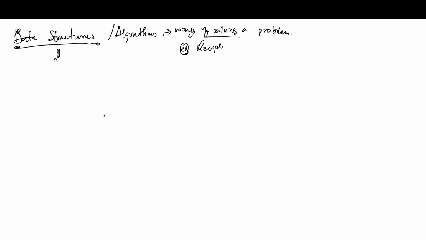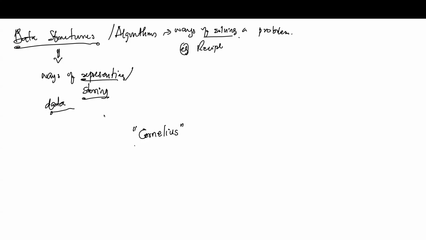Now, data structures. Data structures are just ways of representing or storing data. You can have some data, let's say my name, and I want to store my name in some format inside my computer. A data structure allows me to achieve that purpose. So a data structure is just a way of representing or storing your data. An algorithm is simply a way of doing things. On that note, let's go to the next thing.